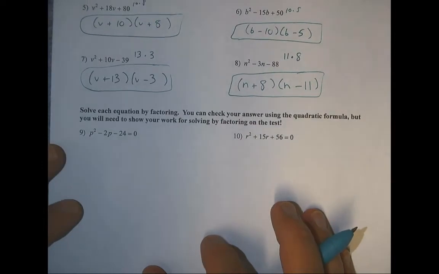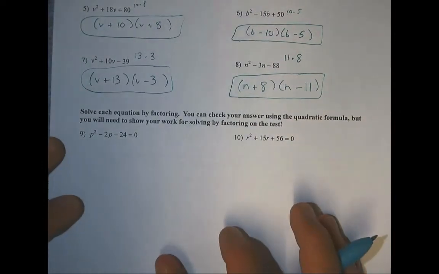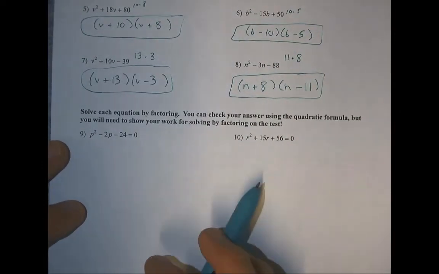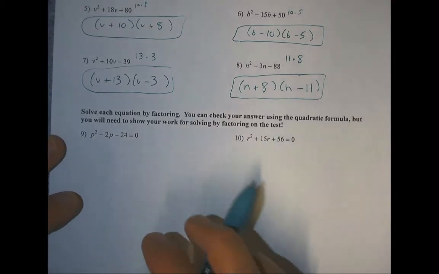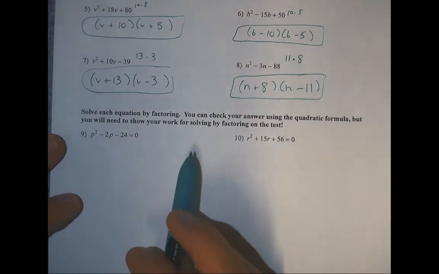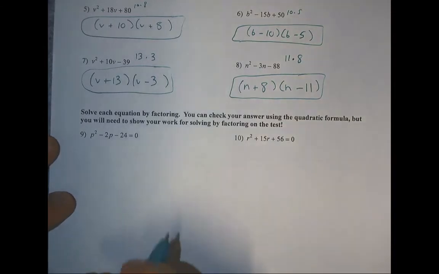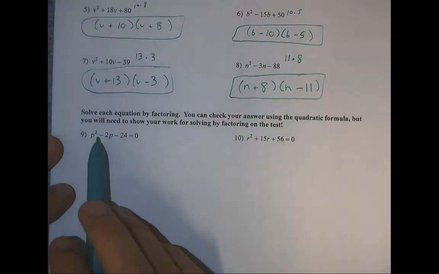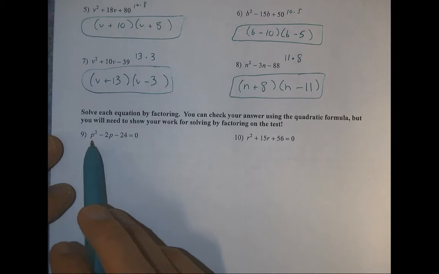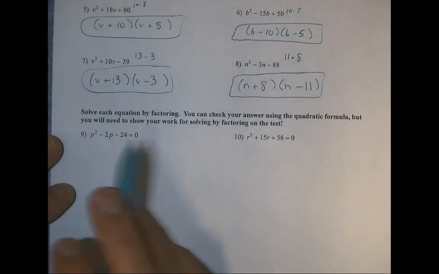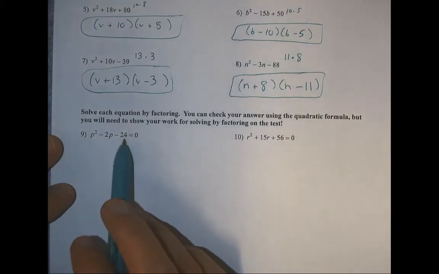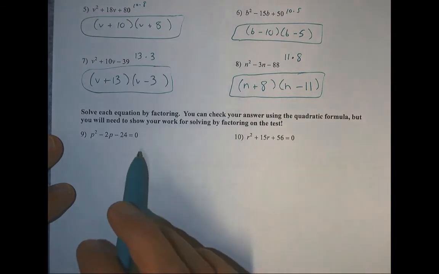All right, down to the bottom, we're going to go ahead and solve these by factoring. So if you read the directions there, it says you can use the quadratic formula to check your answers, but on the test, if you just do quadratic formula, you're not going to get credit. Okay, we're not testing quadratic formula. We've already done that in previous chapters. You need to solve these, show your work by factoring. So we need to factor this.